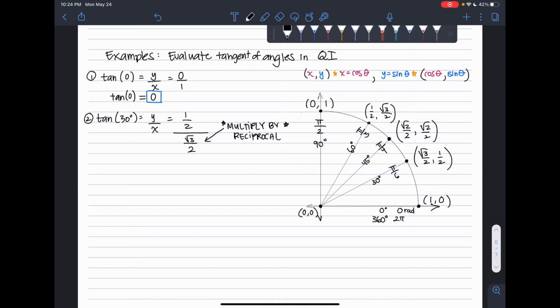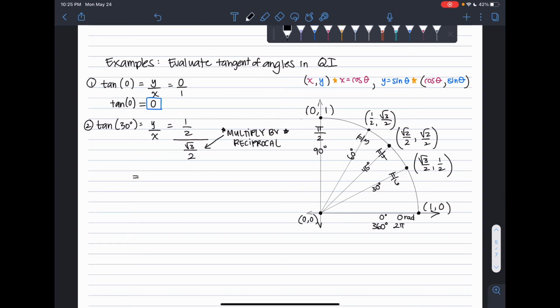This is just a really quick review on dividing fractions by a fraction. I'm going to show that in the next line. My numerator stays the same, we still have 1/2. But now to divide by √3 over 2, we're just going to multiply by that reciprocal, so multiply by 2 over √3, because 2 over √3 is the reciprocal of √3 over 2.